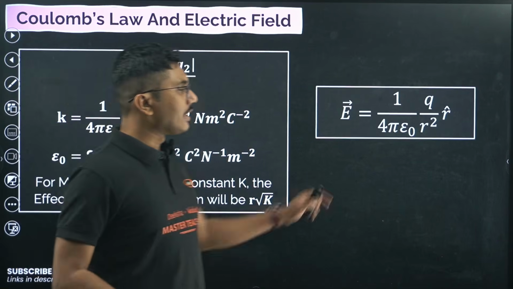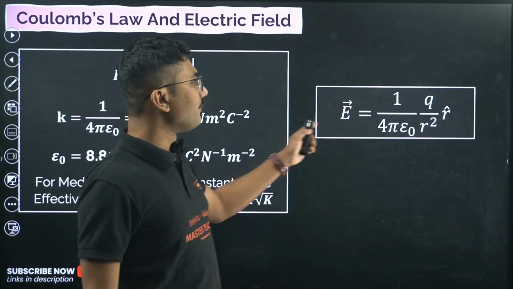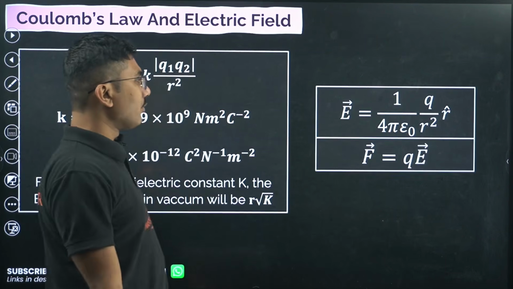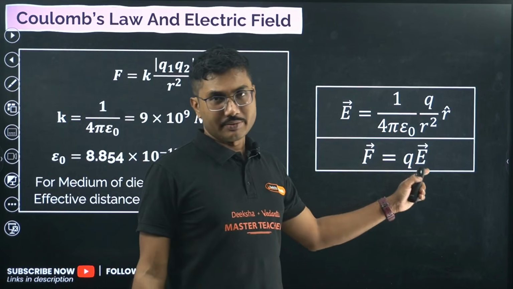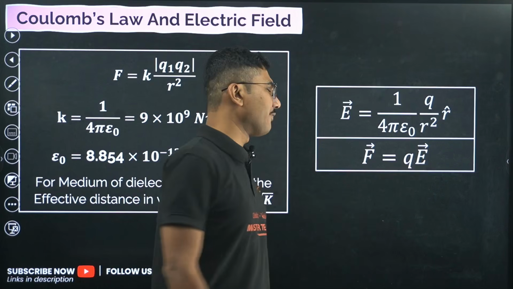So here is the electric field expression. Electric field generally varies as 1 by r square. Force acting on a charge is given by charge into electric field. So everything is explained over here.